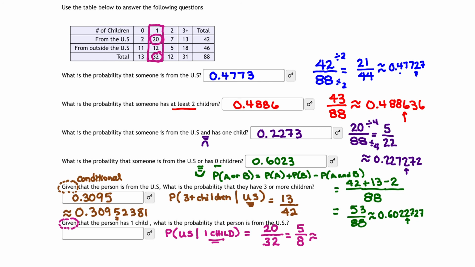Pulling out our calculator, we get 0.625. And that's actually an exact number, so I don't have to worry about rounding. 0.625 is my final answer. That's the probability for that last question.